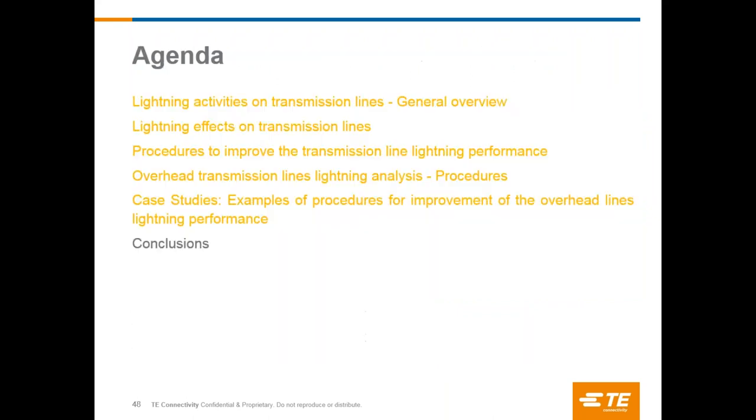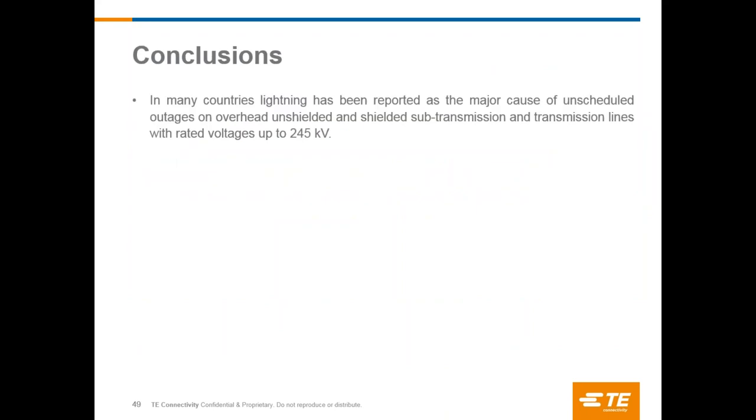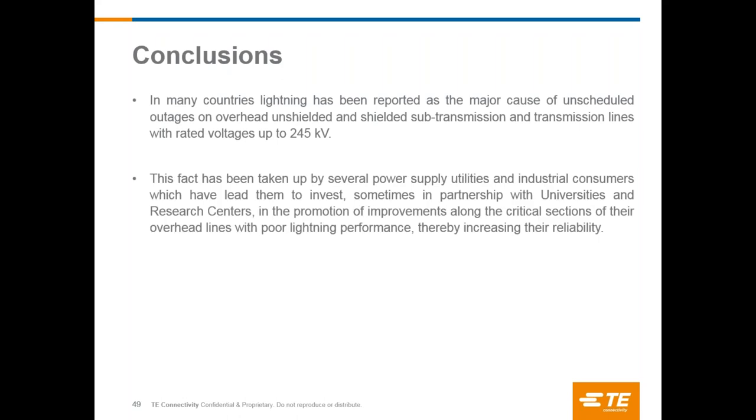As conclusion of our webinar, in many countries, lightning has been reported as the major cause of scattered outages on overhead shielded and unshielded subtransmission and transmission lines with rated voltage up to 245 kV. Although we know that even higher system voltages like 500 kV are also exposed to outages due to lightning.